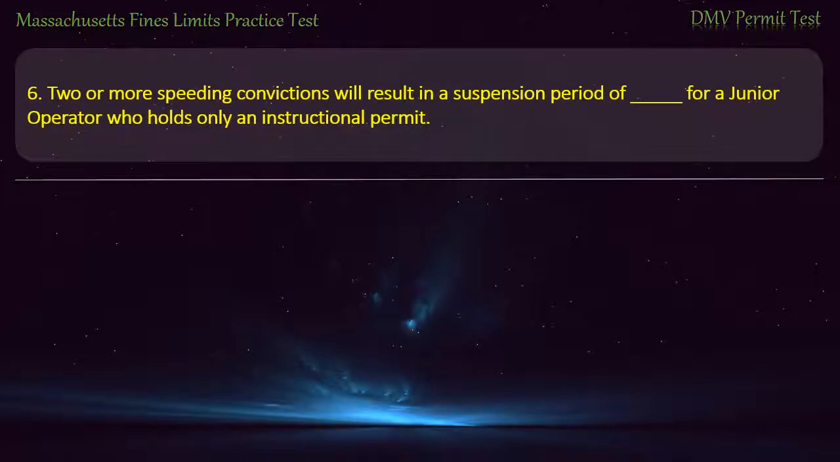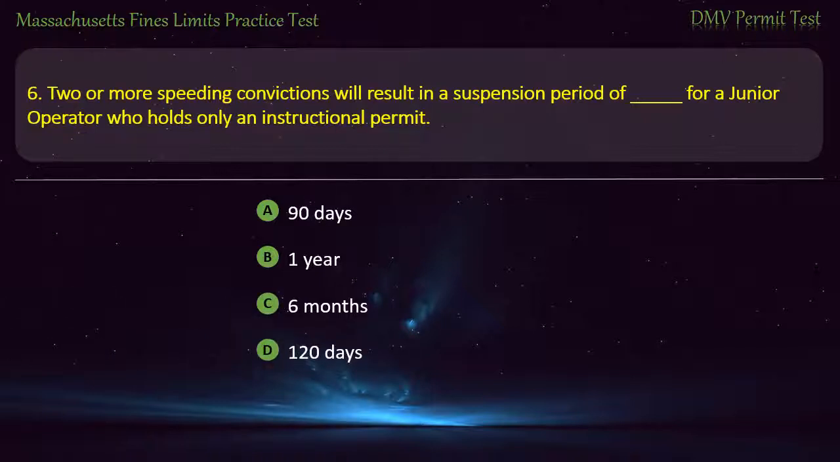Question 6. Two or more speeding convictions will result in a suspension period of, for a junior operator who holds only an instructional permit, 90 days, 1 year, 6 months, 120 days. Answer: 1 year.